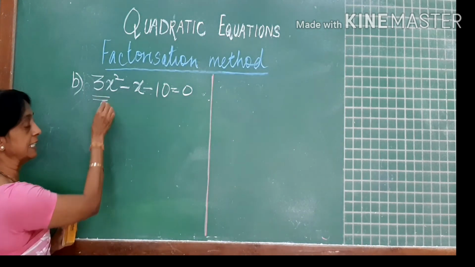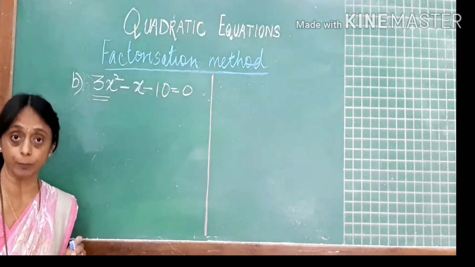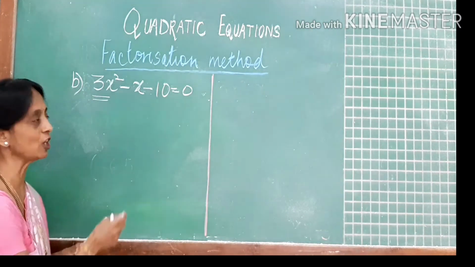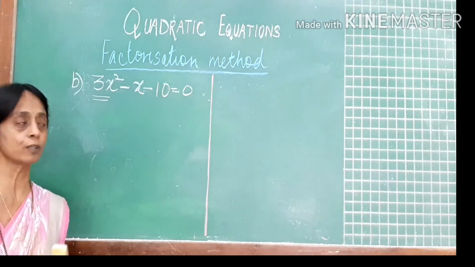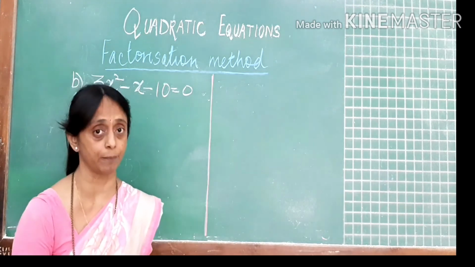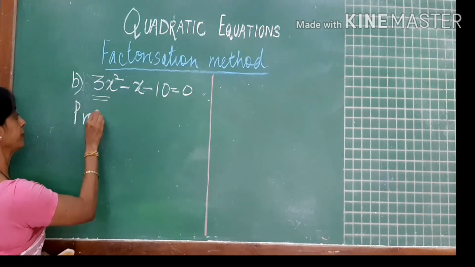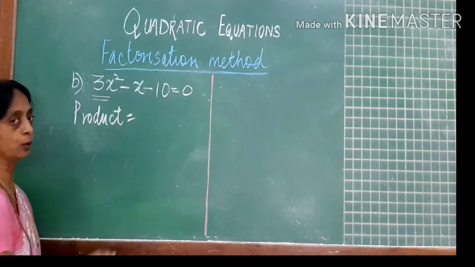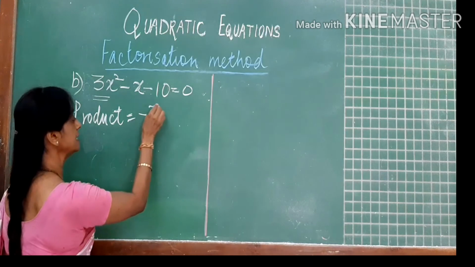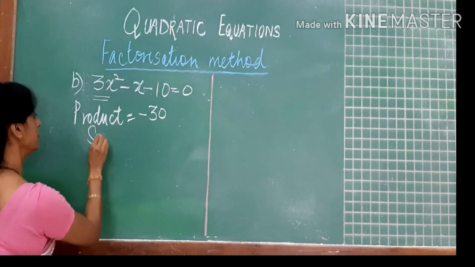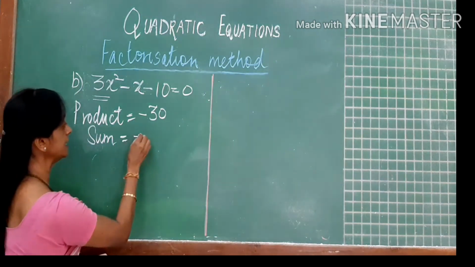The difference lies in the coefficient of the square term. The coefficient of the square term in the earlier problem was 1 and the coefficient of the square term in this problem is 3. The procedure to find the roots of this quadratic equation remains the same. But now, what is the difference? Over here, the product should be equal to 3 into minus 10, that is minus 30. And the sum, as usual, will be the coefficient of the middle term, that is minus 1.